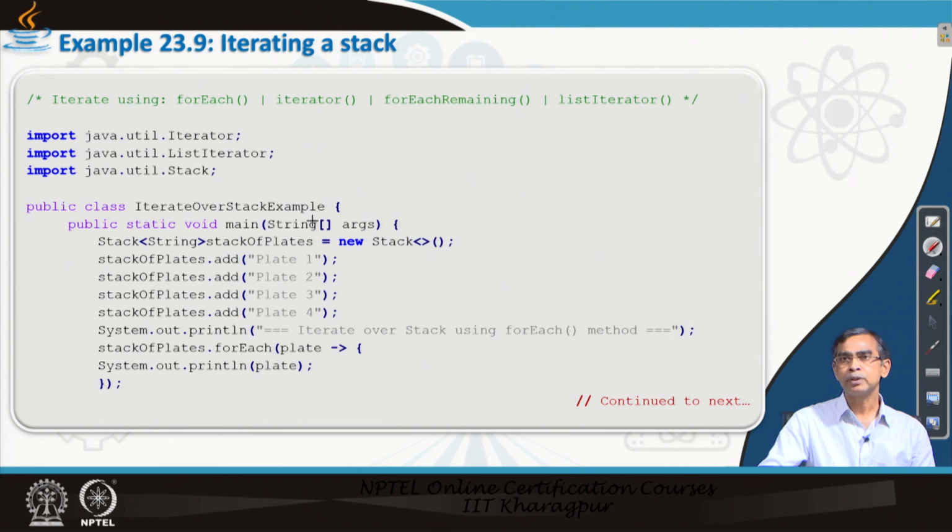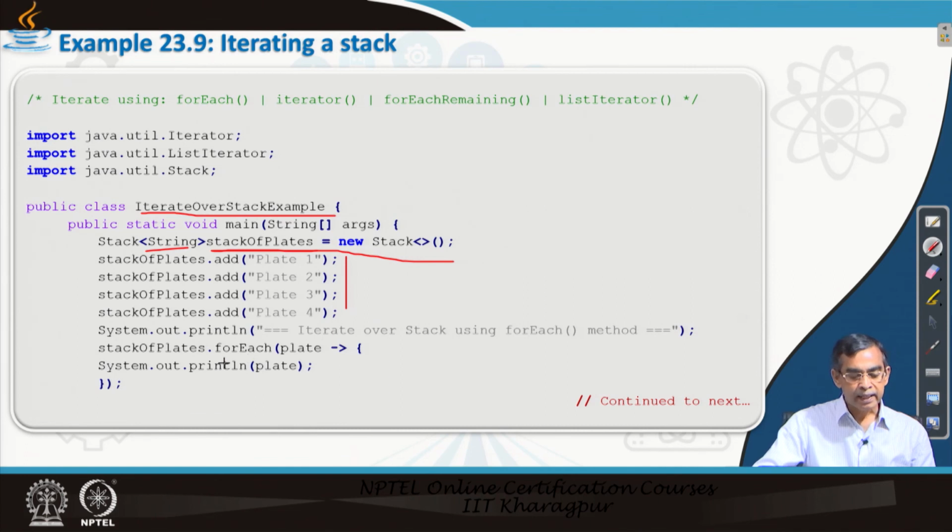Now, you can see push and pop are the permissible operations, but the stack class also allows you to traverse from top to bottom whatever elements are there. Now, let us have an example. This example is an iterator over the stack. First, we create a stack, the name of the object is stack of plates. Then we place elements into the stack: plate 1, plate 2, plate 3, plate 4, which are strings.